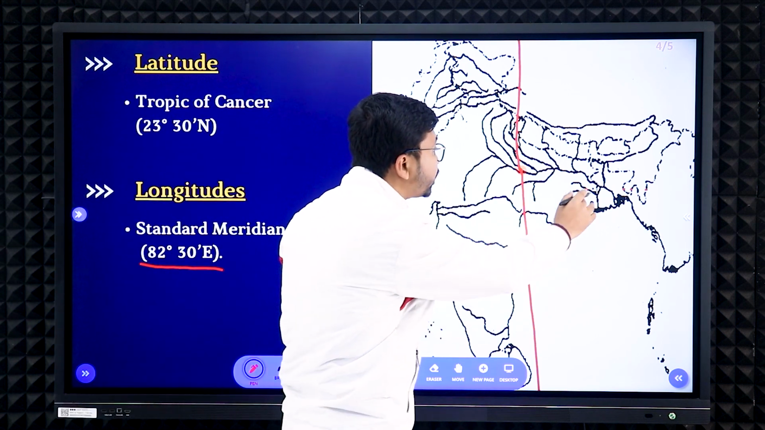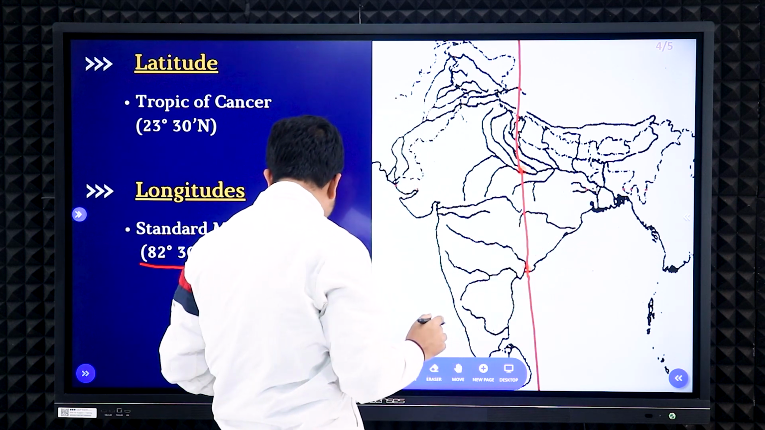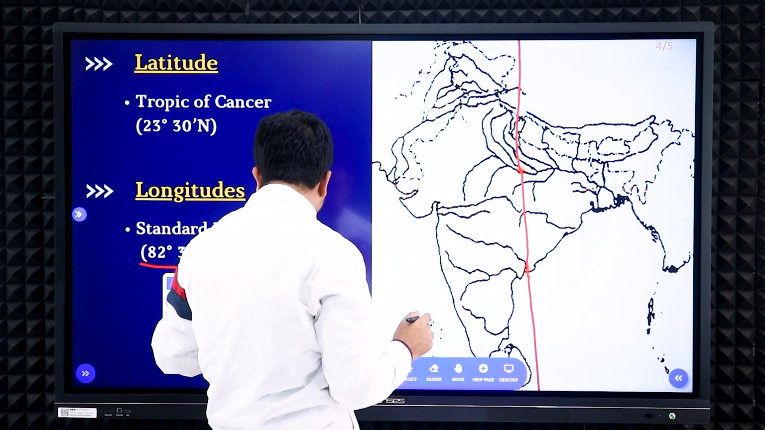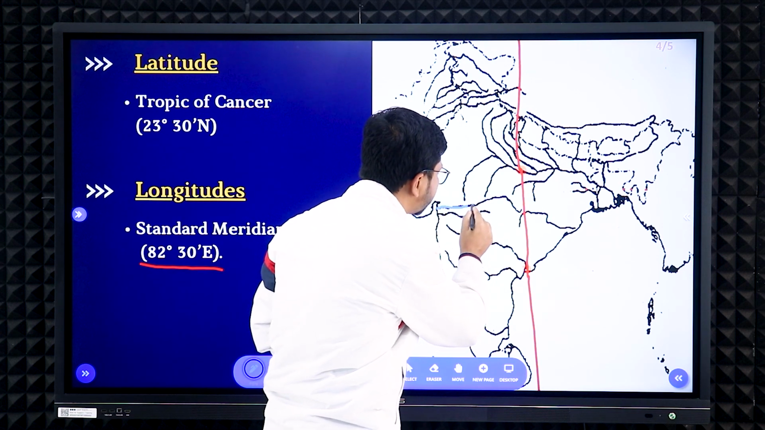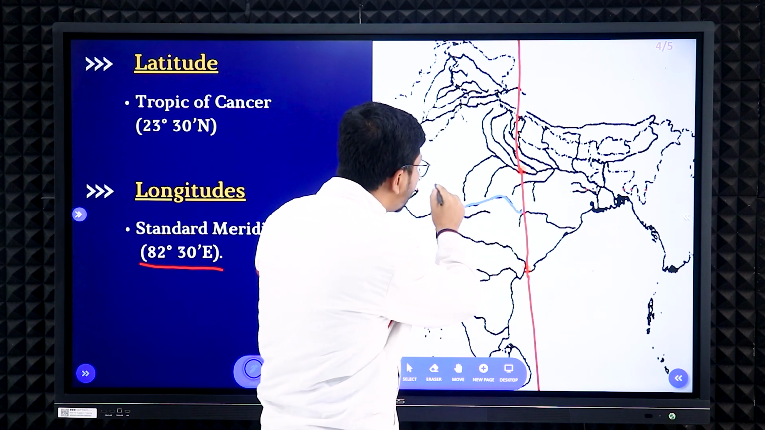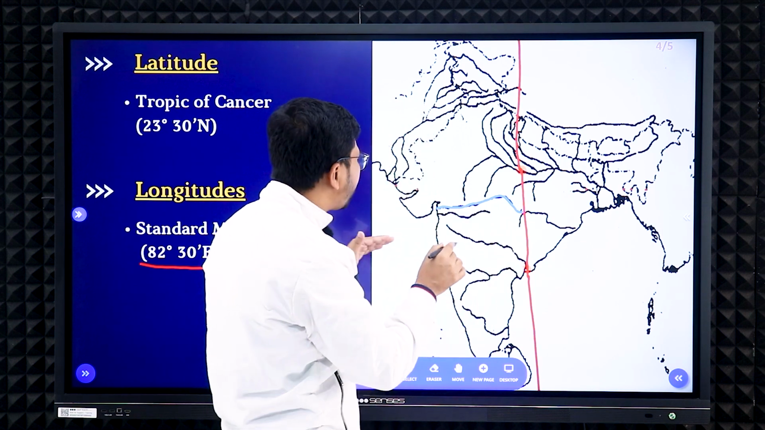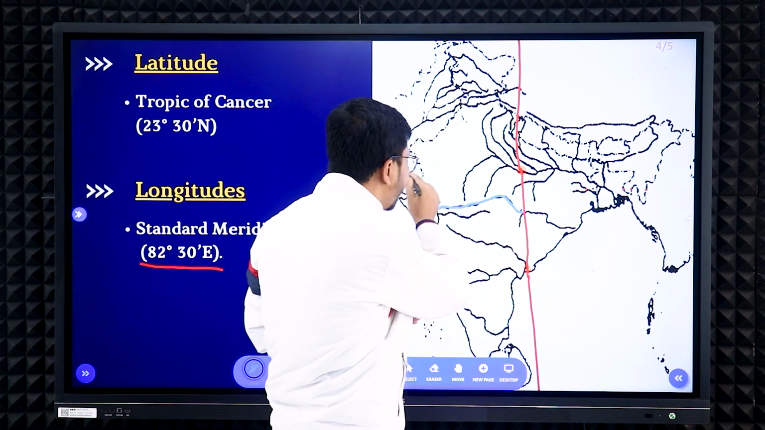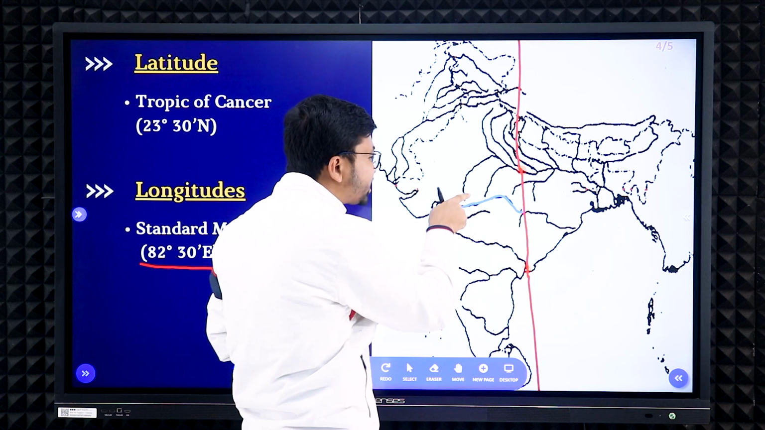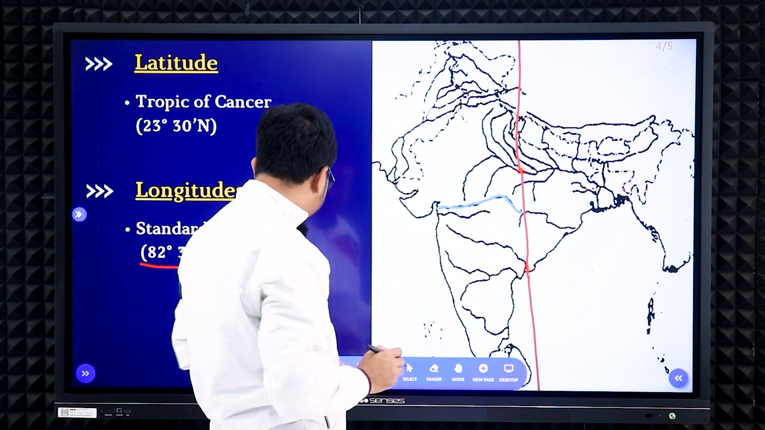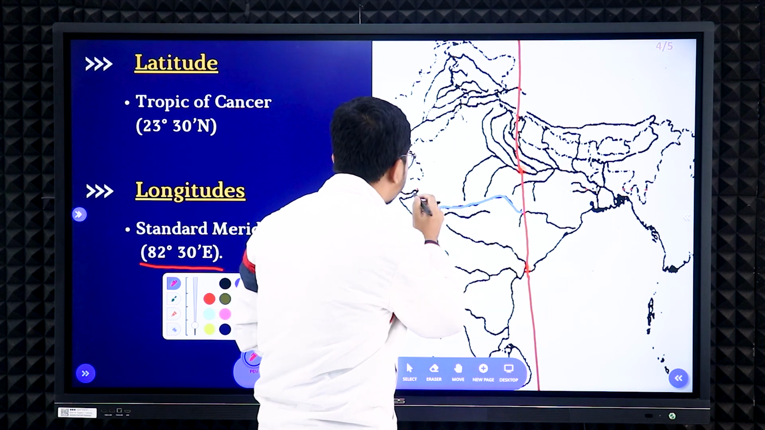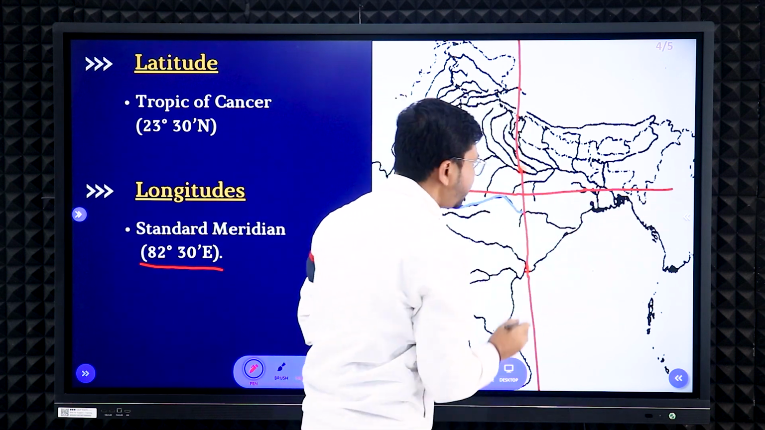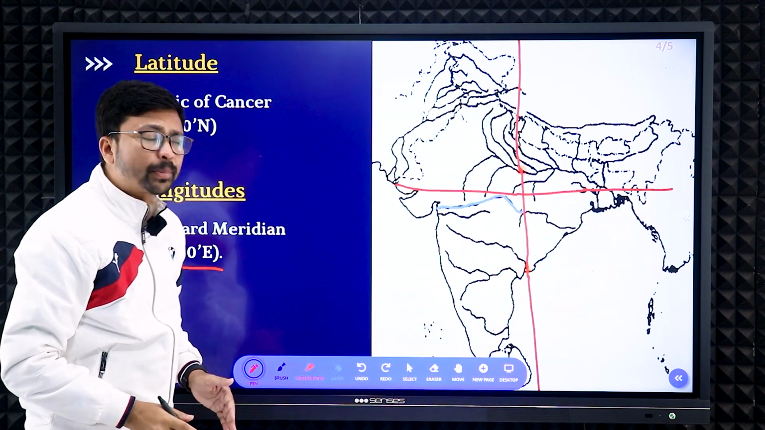Now just you need to join those two rivers, and remember one more thing, that is the Narmada river. Here you can see the Narmada river, right? So it will not touch the Narmada river, and you have to join there too. You have to come down a little bit, but at the same time make sure it will not touch the Narmada river. So now let's start. Here, that's it. This is the Tropic of Cancer.